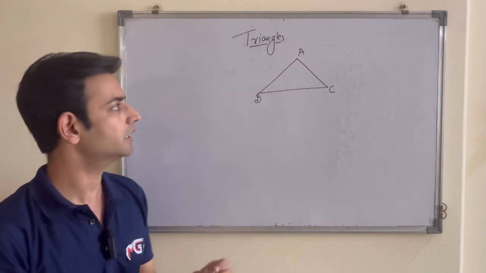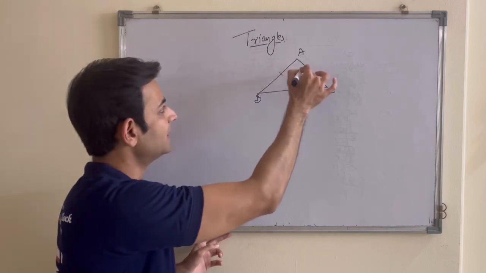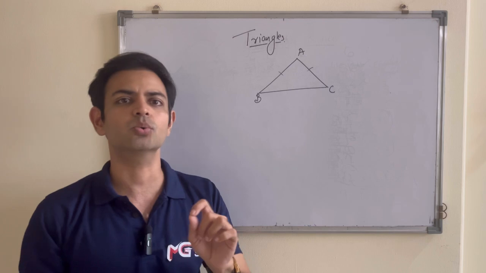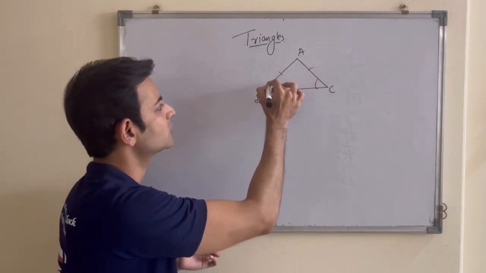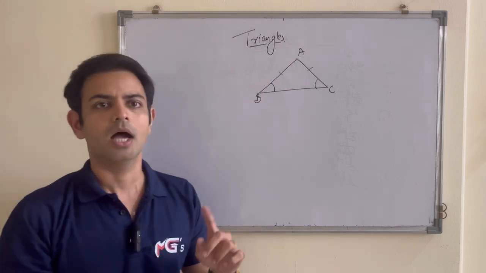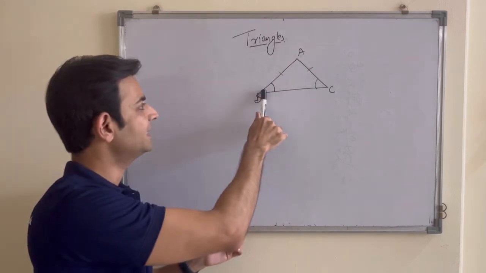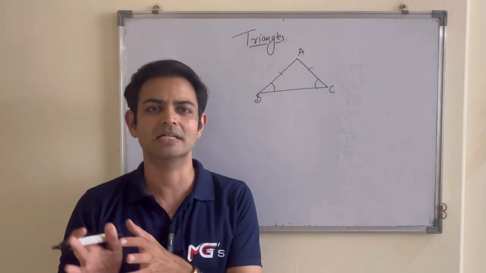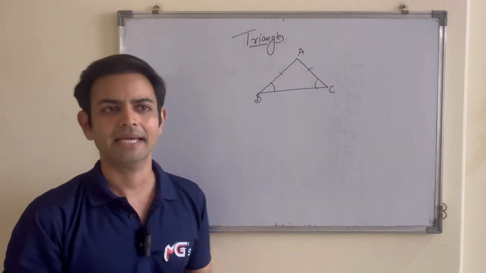Now, always remember, if there is a triangle ABC and if AB is equal to AC, then angles opposite to equal sides are equal, which means angle C will be equal to angle B. And vice versa is also true. Conversely, if angle B and angle C are equal, then sides opposite to equal angles are also equal. So we will say AC is equal to AB.